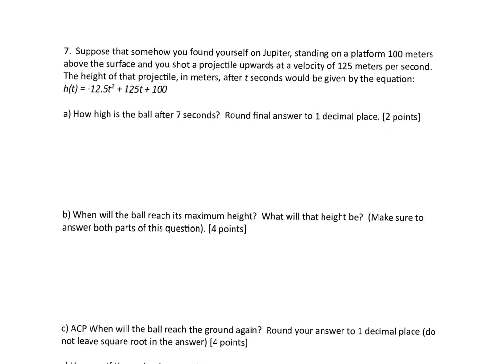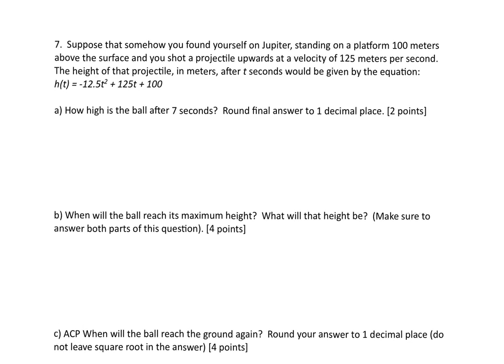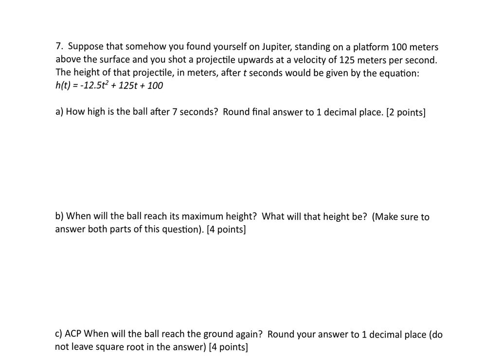Suppose that you found yourself on Jupiter standing on a platform 100 meters above the surface and shot a projectile upwards at a velocity of 125 meters per second. Your height after t seconds is given by this equation, negative 12.5 t squared plus 125 t plus 100. How high is the ball after 7 seconds?